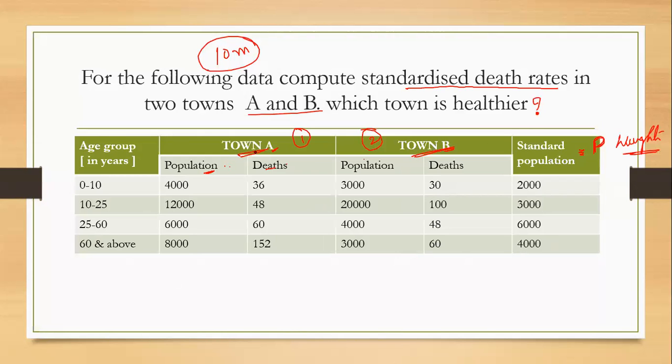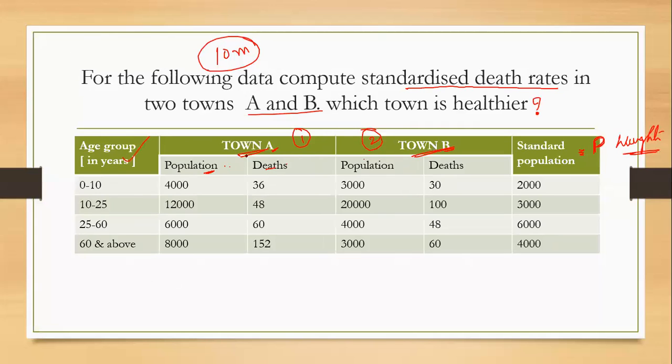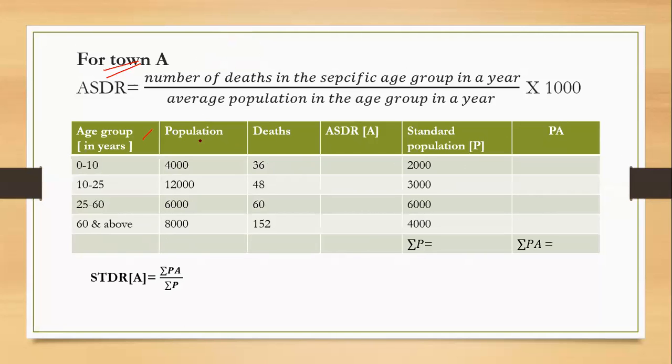As per the question, we need the age group, so write the age group. As we are taking town A, we will take the population and the death number. So we are taking population here and deaths here. And now the first thing is we have to calculate ASDR, that is the age specific death rate.